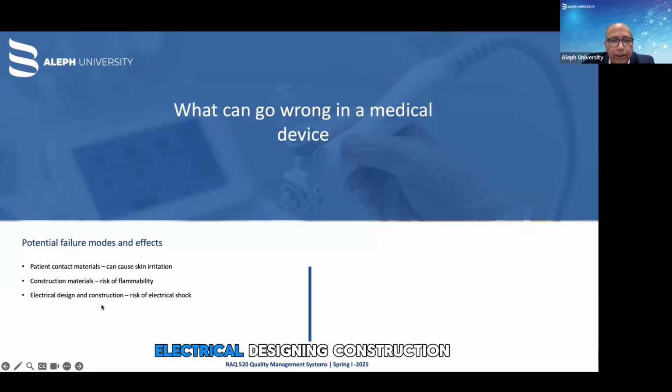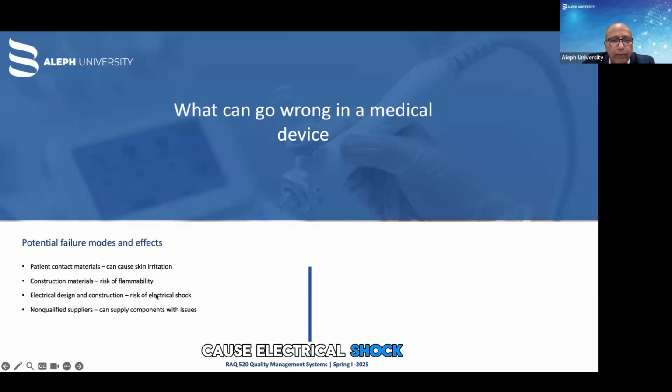Also, electrical design and construction, because there is a risk of electrical shock. Any type of medical electrical system or a medical device that has electricity in it has a risk of electrical shock. So when people design the systems, they need to make sure that they minimize this risk, adding some isolation and other things in the design, to prevent or minimize the risk of a high electrical current on the patient, because that can cause electrical shock.